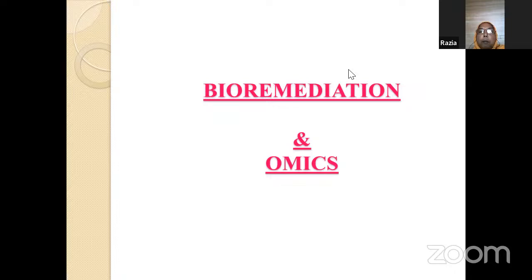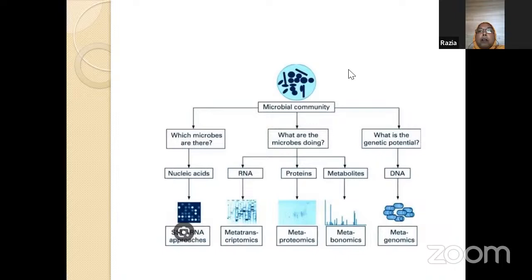I will be focusing more on the omics part here. Next slide, please. This flow diagram illustrates that, suppose we have a microbial community, omics techniques allow us to identify the bacteria present in the community and the diversity of the microbial population. How can we do that? We can extract the DNA from the soil sample, get the DNA sequence, and identify by metagenomics what kind of microbial community exists.